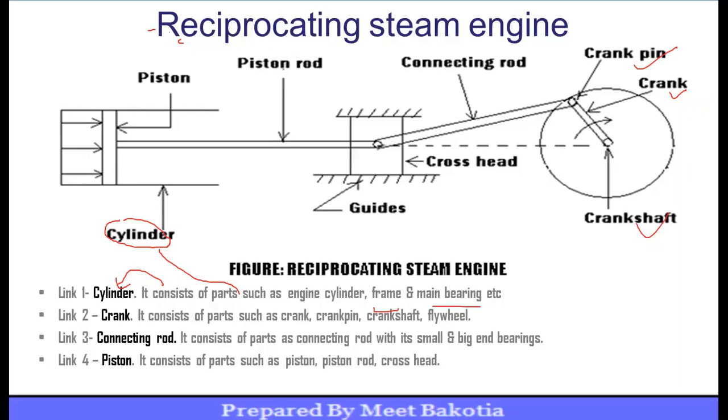So these are the kinematic links, right? Why? Because the crank is going to rotate. This is the part which is the crank. It is going to rotate with respect to another link, which is the connecting rod. So when the crank rotates, the connecting rod is going to oscillate. Because of that, the piston is going to reciprocate inside the cylinder. This is how it takes place.